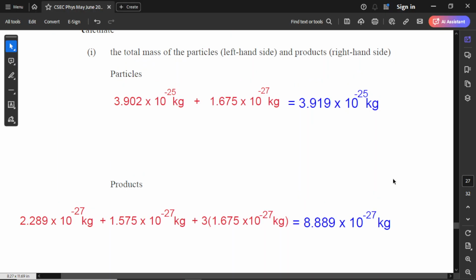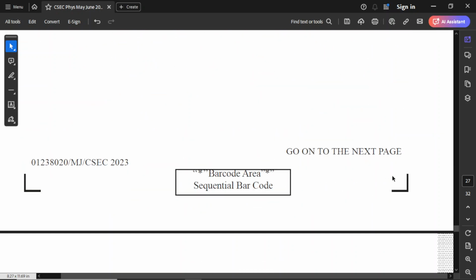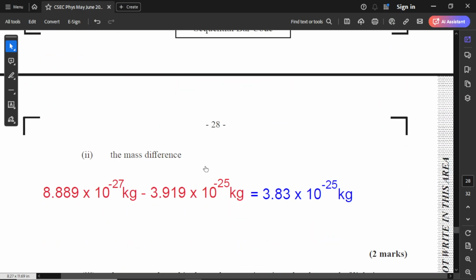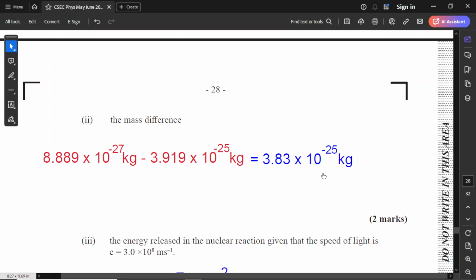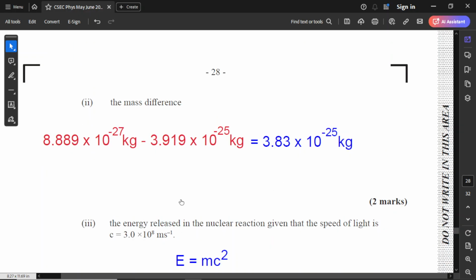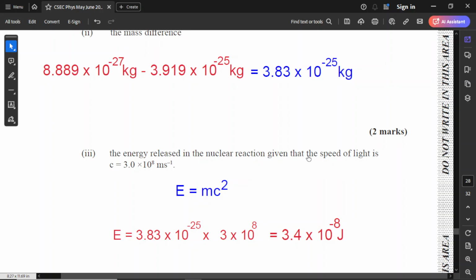Those are the two masses: the reactants, which are the particles you use, and the products, which are the final thing we get after the reaction has taken place. Now, they ask us to find the mass difference, which is what you get from the product minus what you started out with, the reactant. Once you subtract those two values, you get 3.83 times 10 to the minus 25 kg.